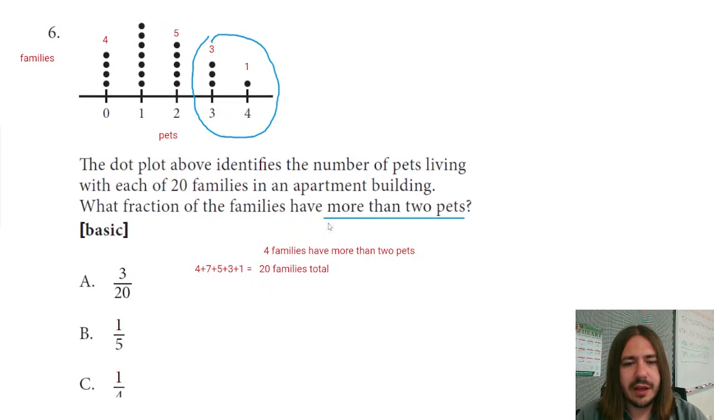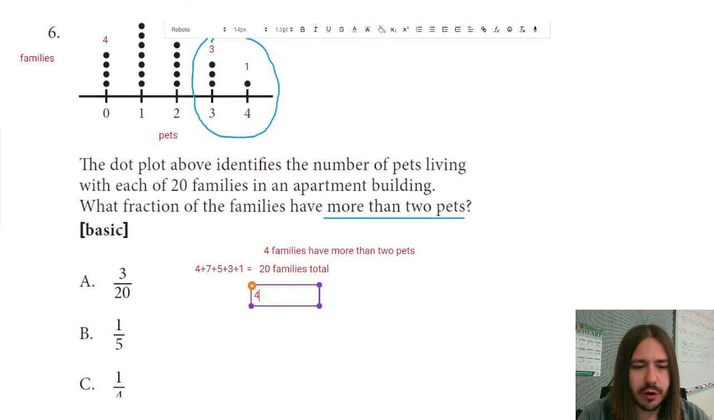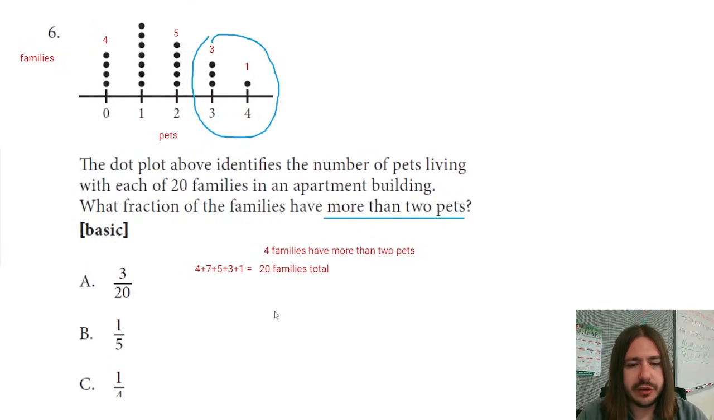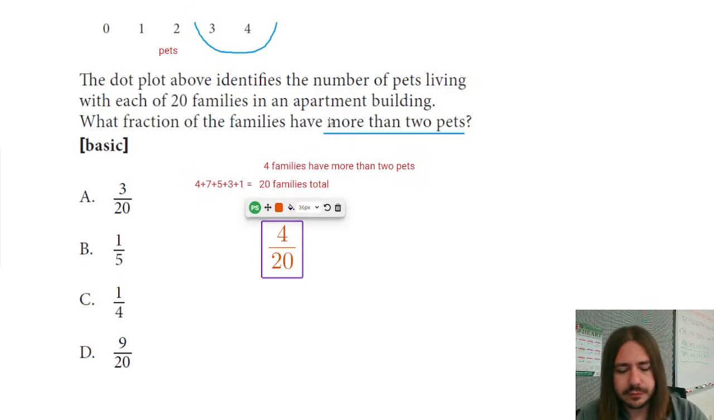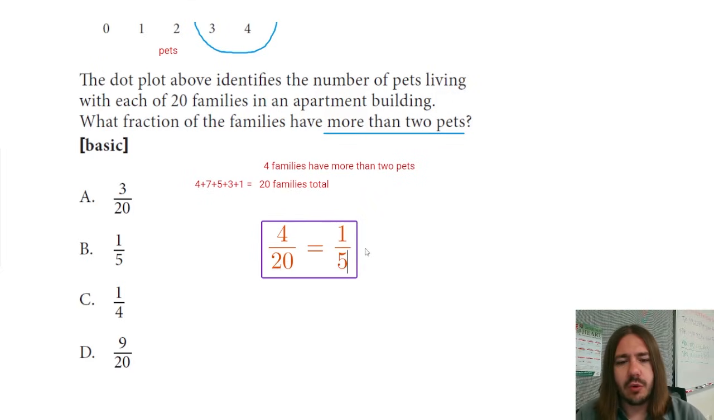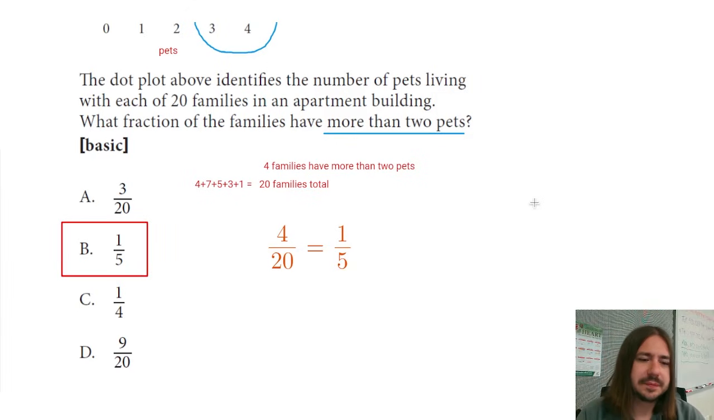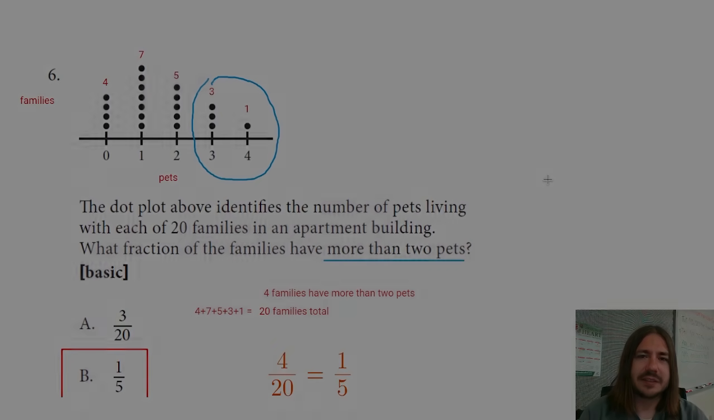All right, so we want to know the fraction, right, which is going to be 4 out of 20. So all we really need to do here is just reduce this fraction, 4 over 20. To reduce a fraction, you need to divide both the numerator and the denominator by the greatest common factor of both of those numbers. In this case, it'd be 4, because both 4 and 20 are divisible by 4. Now, 4 divided by 4 is 1. 20 divided by 4 is 5. So 1/5 of the families have more than 2 pets. Our answer is B. And that's it for number 6.